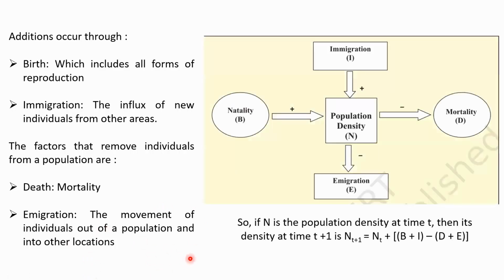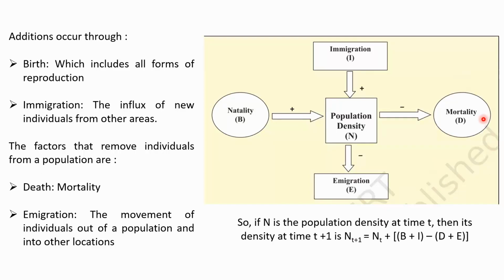So basically, if I talk about the population density, we can clearly say that immigration and birth rate, which is represented by natality, add to the population density, while emigration and mortality, which is the death rate, lead to the removal of individuals from the population, thus decreasing the population density.